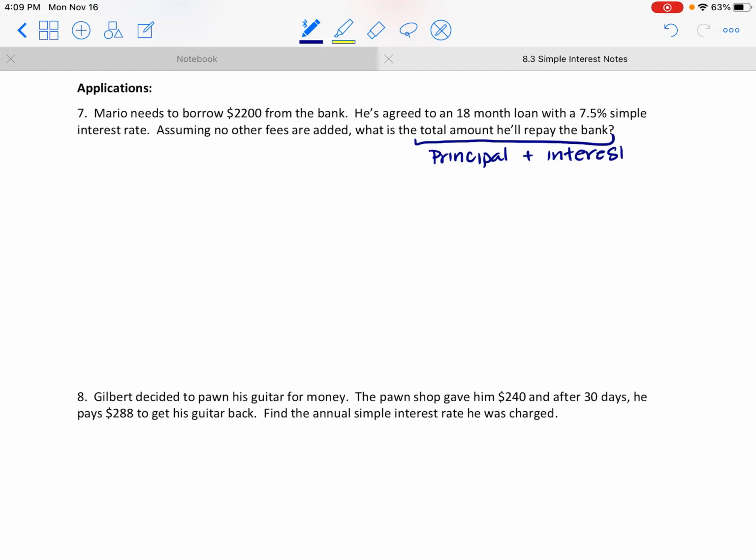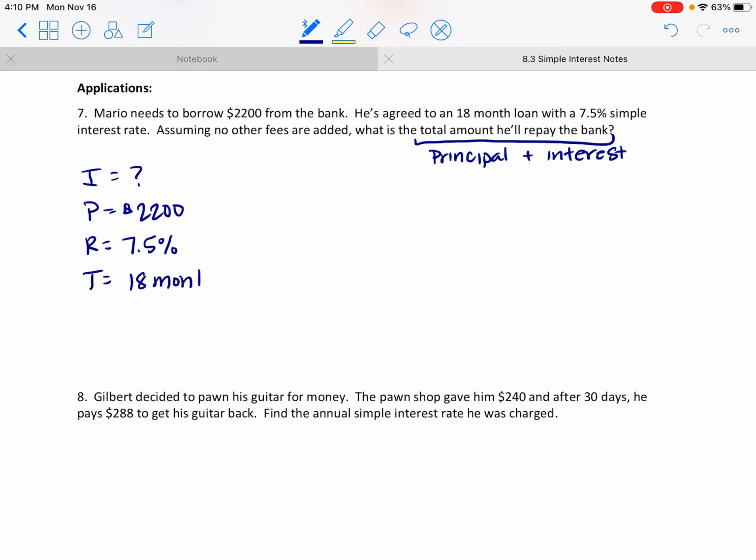So we know he's going to have to pay back the $2,200. The thing is, we don't know how much interest is going to be accrued yet. So we have to figure out the interest. We know the principal amount borrowed is $2,200. We know the rate. It was a 7.5% simple interest rate. And then we know the time is 18 months.